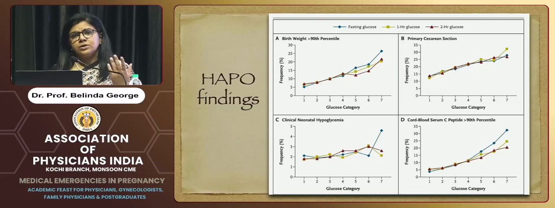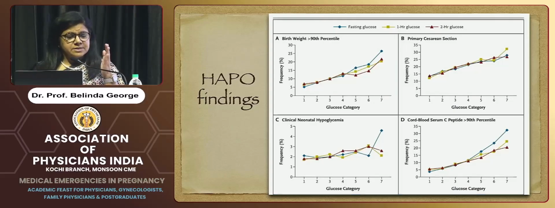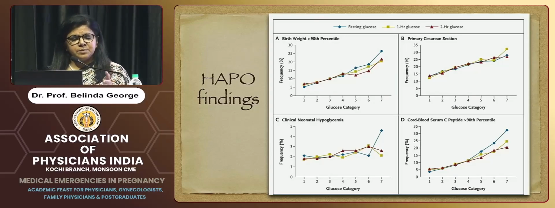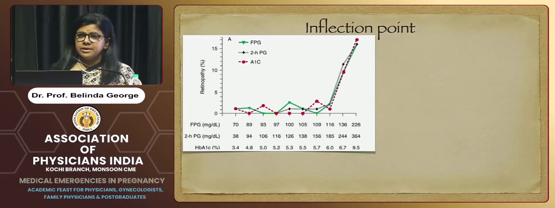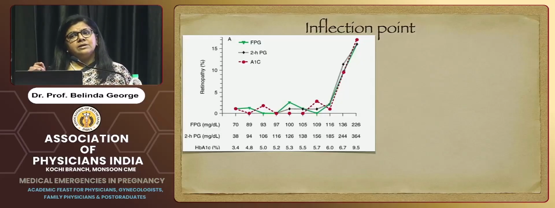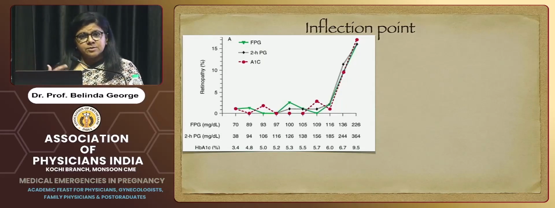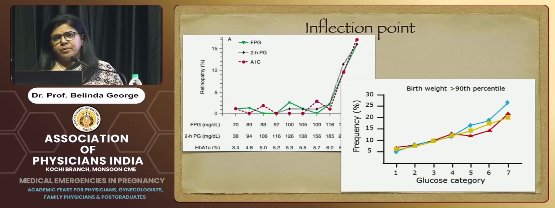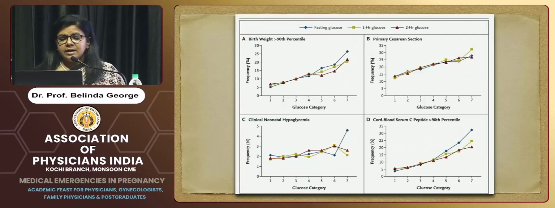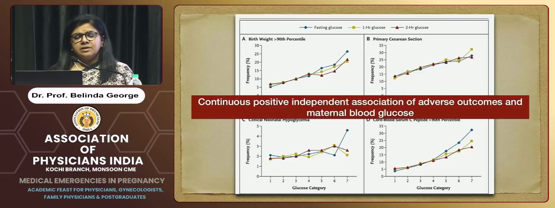Now, if you want a cutoff for a diagnostic criteria to say that this patient has GDM at this level of glucose, you need something called the inflection point. This is an example of the inflection point. This is how we laid down the original criteria to diagnose diabetes, because you can see at one particular point of glucose, suddenly the risk of diabetic retinopathy rises. So it's very easy for us to come to that conclusion. But if you look at the graph that we got in HAPO, there is no such inflection point. It is a continuous positive independent association of adverse outcomes and maternal glucose.